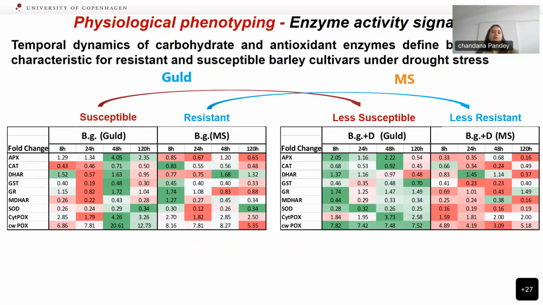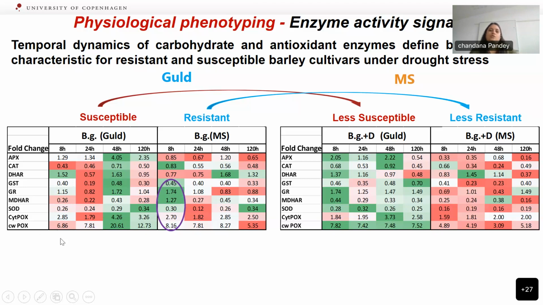So we identified that Gold is sensitive and MS blood plate is resistant. Gold is becoming less sensitive when drought is there, and MS blood plate is becoming less resistant when drought is there. So we wanted to see what is happening with the antioxidant enzyme. What we found out is that in the resistant cultivar, most of the enzymes were activated very early, 8 hours after infection. That was missing in the susceptible cultivar.